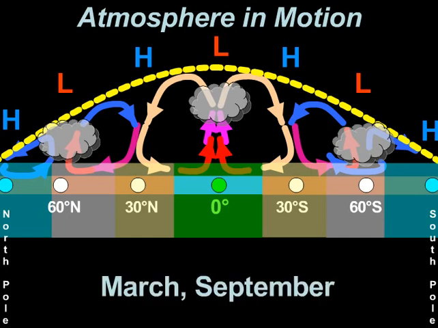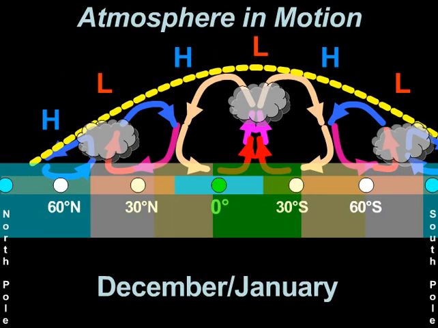So this here is very much a general pattern as far as what we would expect in March and September. But we know that this is a process in which we have movement occurring, and so now we have the December and January pattern in which all this shifts to the south of the equator, and that makes sense because the subsolar point moves as well.